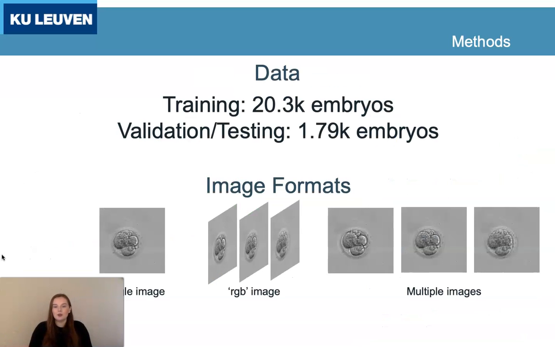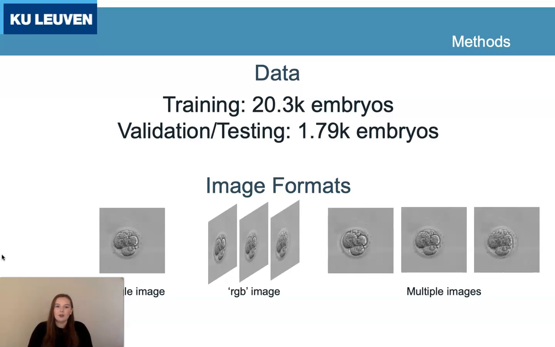And our dataset was one of the largest so far reported in studies on automating embryo classification, with over 20,000 embryos in the training set and almost 2,000 embryos in both the validation and testing sets. And then for each embryo, we had multiple images taken at different depths of the cell.